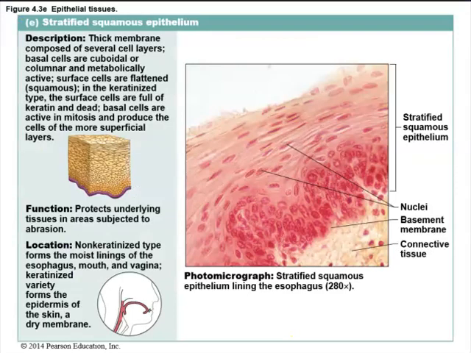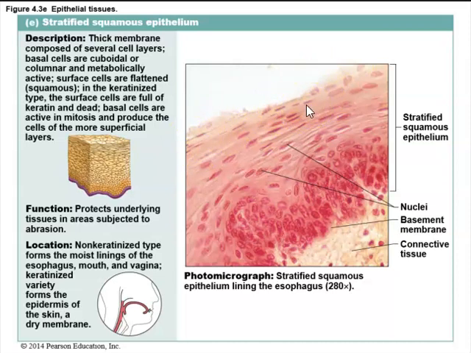So again, here is that slide that summarizes the characteristics of stratified squamous epithelium. It's a thick membrane composed of several cell layers. We know that the basal cells along that basement membrane are either cuboidal or columnar in shape and are metabolically active, meaning they're constantly dividing and replacing the cells that are being lost at the surface. The surface cells are flattened, meaning they're squamous. They look like plates or discs.